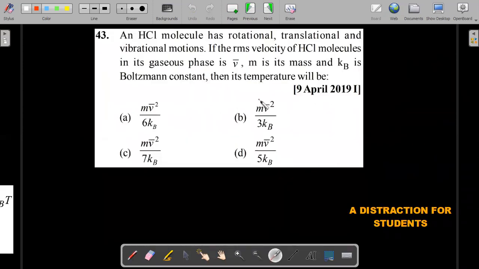Next one. It's a distracting question. People, when they read this question, go into a lot of other things. So let's try to see that. An HCl molecule has rotational, translational, and vibrational motions. If the RMS velocity of HCl molecules in its gaseous phase is v bar, m is its mass, and kB is the Boltzmann constant, then its temperature will be. He's mentioned something in the first statement and then gave RMS velocity and discussed temperature. So try this one out.